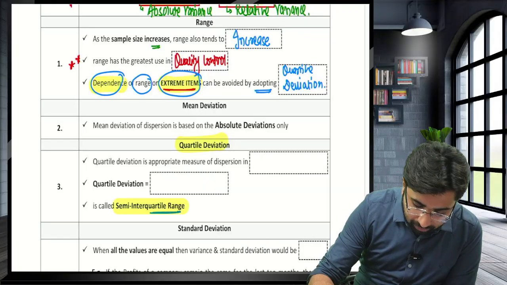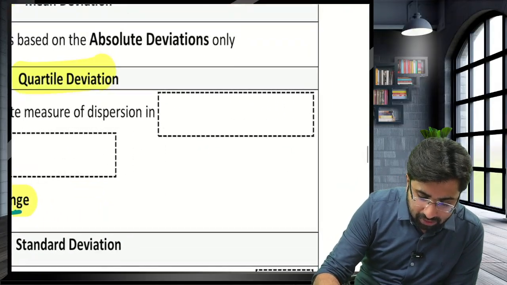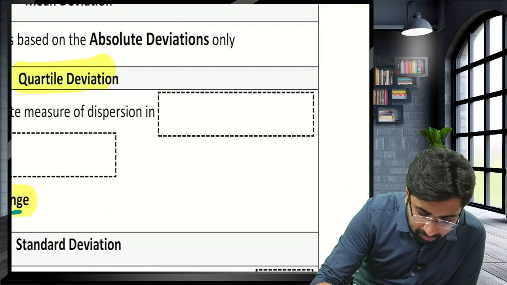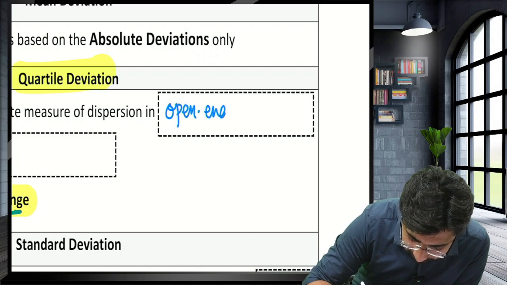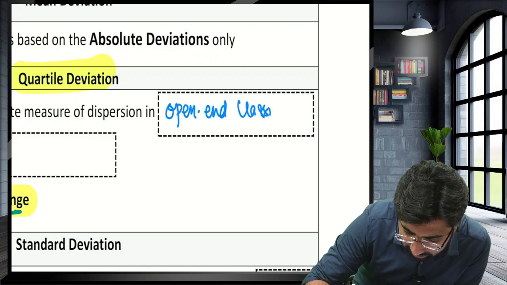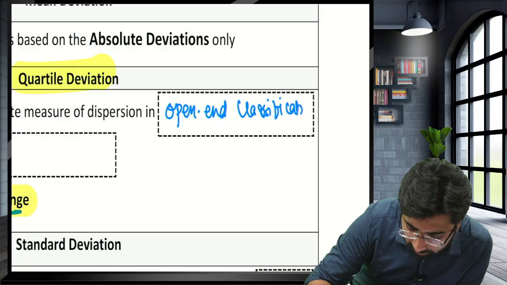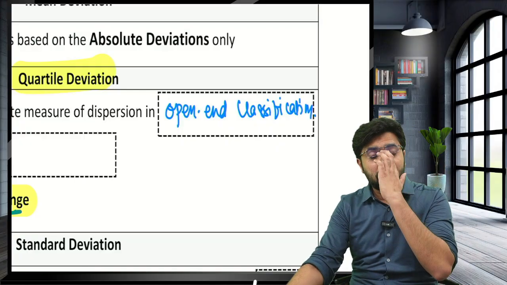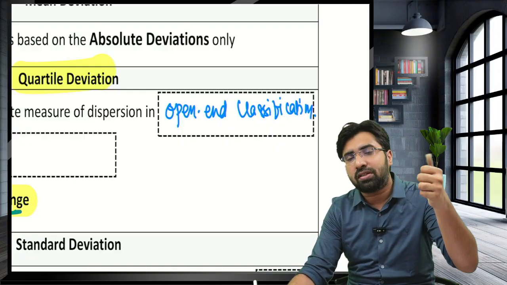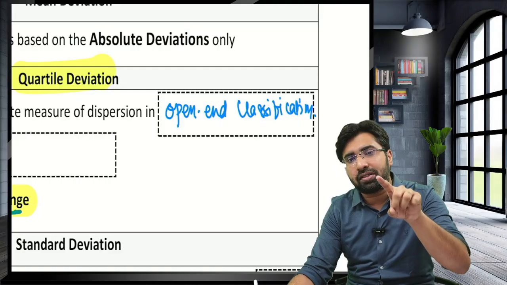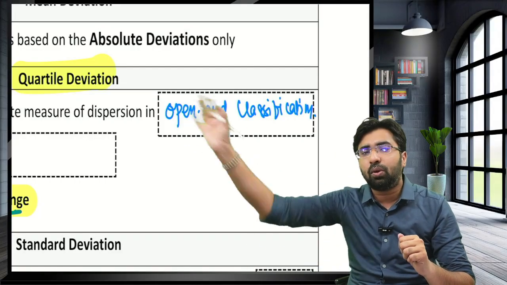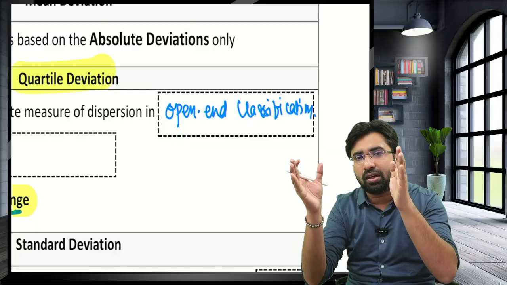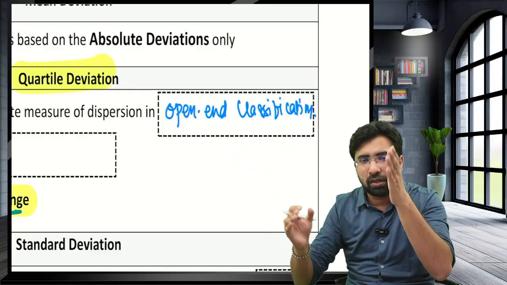Now, quartile deviation is the best measure in case of open end classification, which we already did. Write down open end classification. In case of measures of central tendency, which measure is best? Mean. And which measure of dispersion is best in case of open end classification? Quartile deviation, because it ignores the extreme observations. They just consider the last 25 percent and beginning 25 percent.